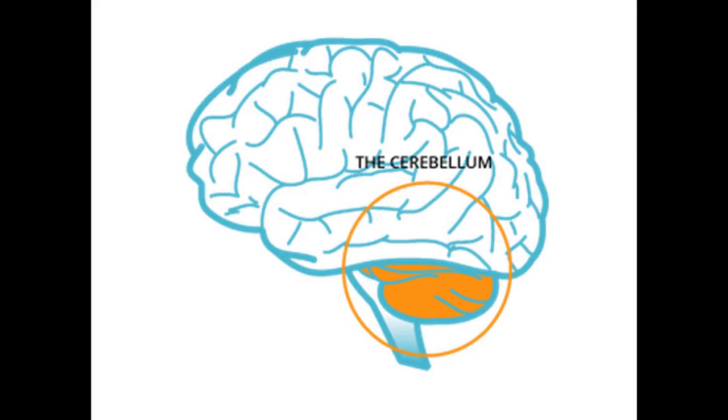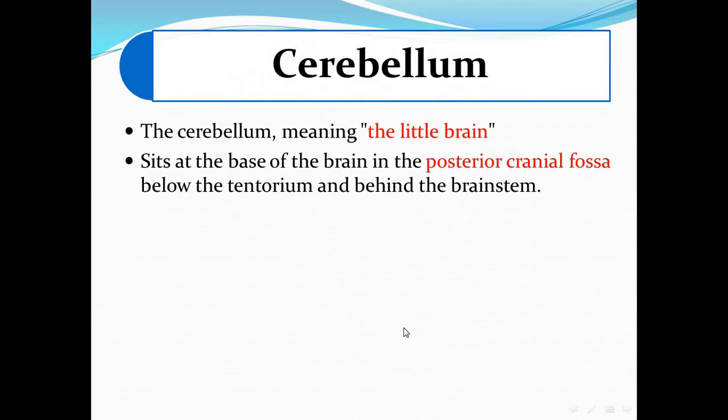Starting with the cerebellum, this is the location of the cerebellum, beneath the tentorium cerebelli and anterior to the brainstem. Cerebellum, this name means the little brain. That is to compare it to the cerebrum, which is the large brain. It sits at the base of the brain in the posterior cranial fossa.